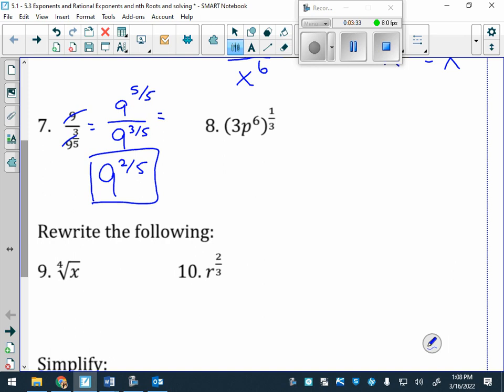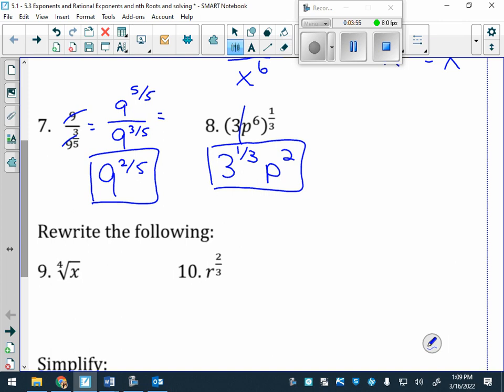Now, if you look at number 8, p to the 2nd is correct. However, 3 should be to what power? 1/3. Again, these are separate. So 3 to the 1/3 and p to the 2nd.